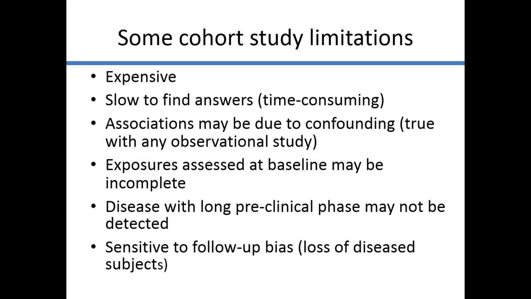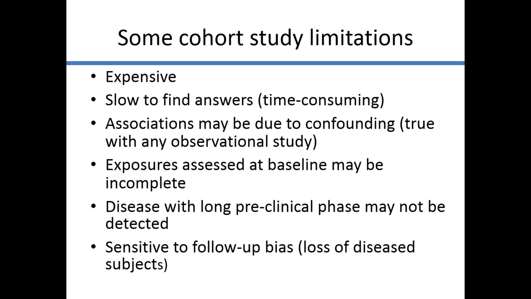Associations may be due to confounding. But that's true with any observational study because we didn't randomize. We couldn't randomize. We'll talk more about confounding later. Exposures assessed at baseline may be incomplete. What if you collected every factor that you think might be related to some outcome, but then you read a hypothesis that says, well, did you collect information on sleep habits? Oh, no. I forgot to collect information on sleep habits. So now, oh, no. What am I going to do now? I've been following people for 20 years. And I don't have information on sleep habits.